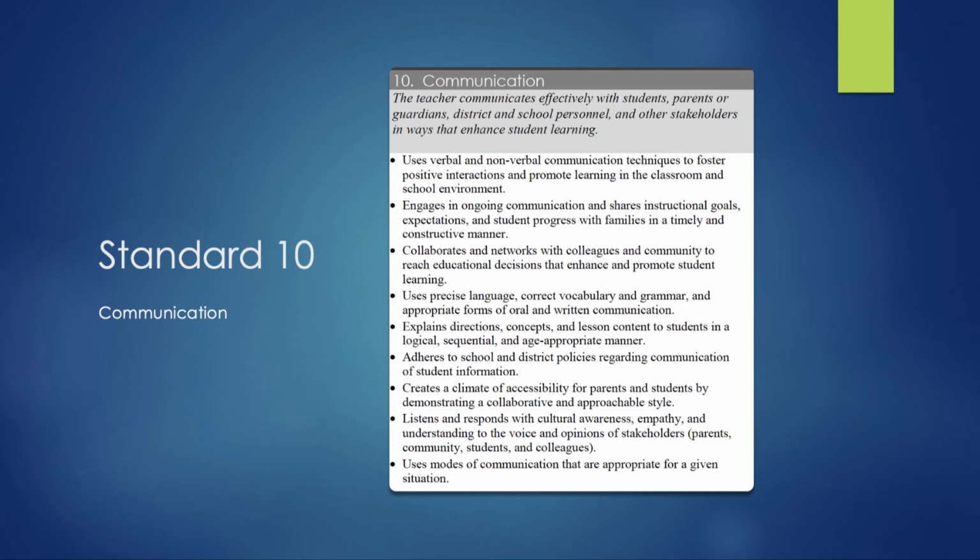In a classroom observation, we would expect to see communication in these forms: using verbal and nonverbal techniques to foster positive interactions and promote learning, using precise language, correct vocabulary and grammar, and correct forms of oral and written communication, explaining directions, concepts, and lesson content to students in logical, sequential, and age-appropriate manners, creating a climate of accessibility for students by demonstrating a collaborative and approachable style, listening and responding with cultural awareness, empathy, and understanding to the voices and opinions of others, and using modes of communication appropriate for given situations.